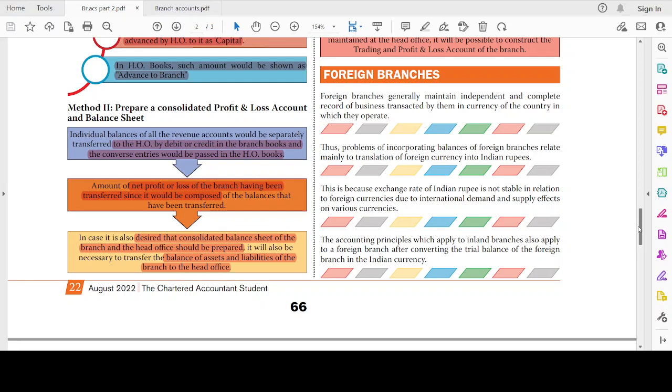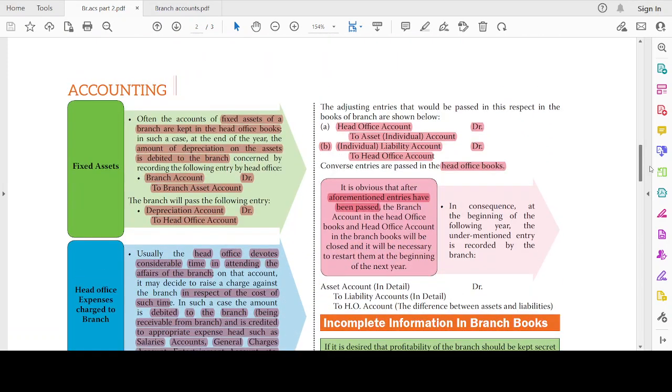In case it is also decided that the balance sheet of the branch will be prepared, it will also be necessary to transfer all the balances of assets and liabilities to the head office. Now, the adjusting entry that will be passed in the books of the branch is as shown below: head office account debit to asset, liability account debit to head office account. The converse entry will be passed in head office books: asset account debit to branch account, branch account debit to liability account.